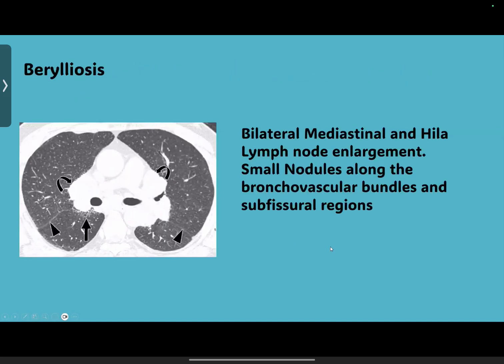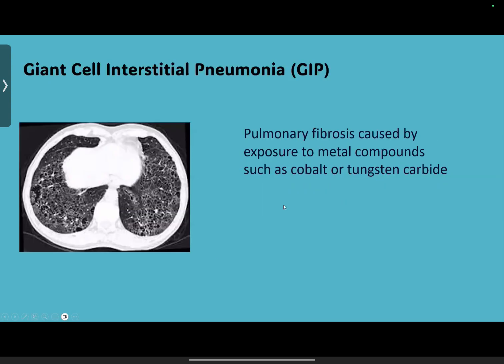Let's take a look at this bilateral mediastinal and hilar lymph node enlargement. There are small nodules along the bronchovascular bundles and subpleural fissures here, as you can see. And this is berylliosis, and many of these diseases react the same. So the lymph nodes are more consistent with silicosis, and some of these small little nodules may be seen with asbestosis or even coal workers'. So there's a combination of reactions here in some of these.